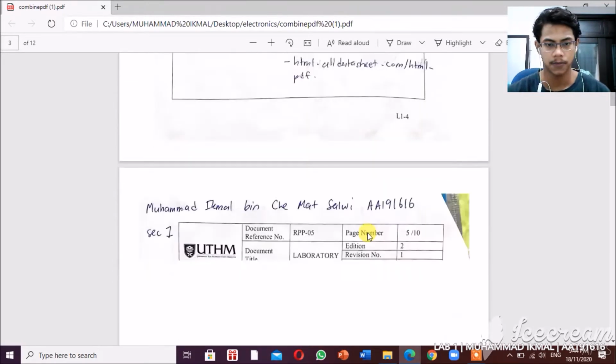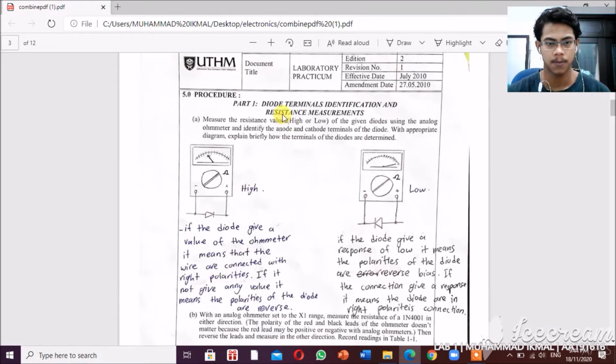So let's go for the first question, which is part 1, diode terminals identification and resistance measurement. The question is asking to measure the resistance value, high or low, of the given diode using the analog ohmmeter and identify the anode and cathode terminals of the diode. With an appropriate diagram, explain briefly how the terminals of the diode are determined.